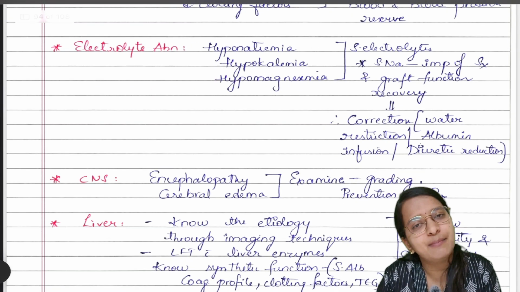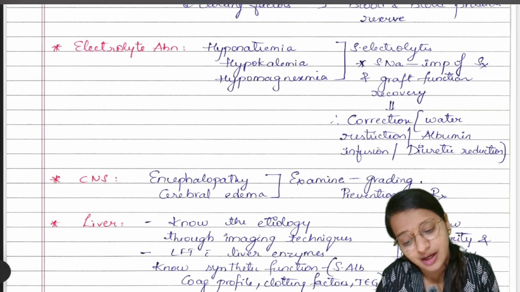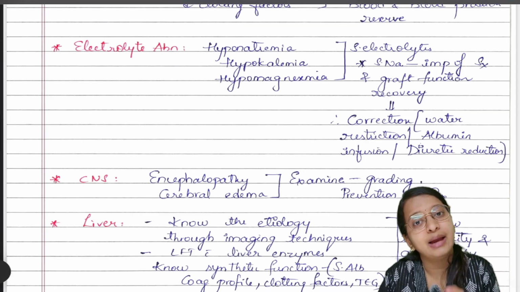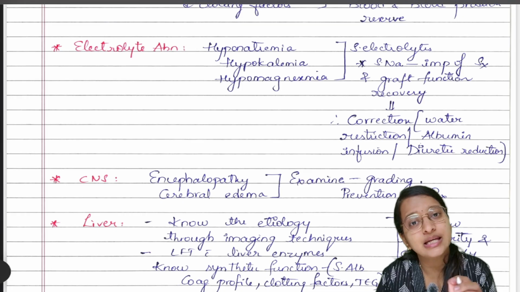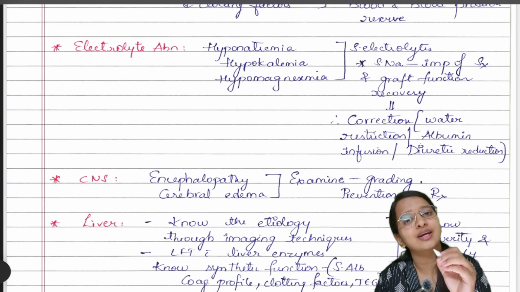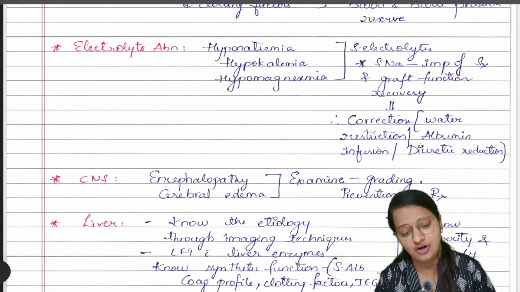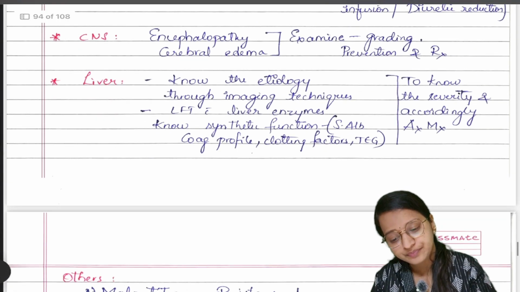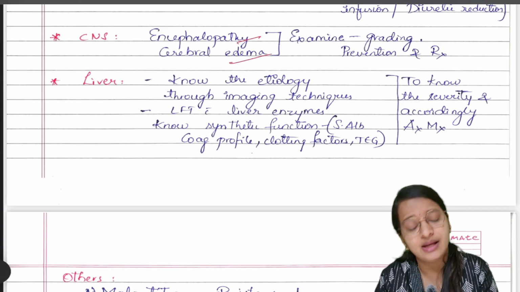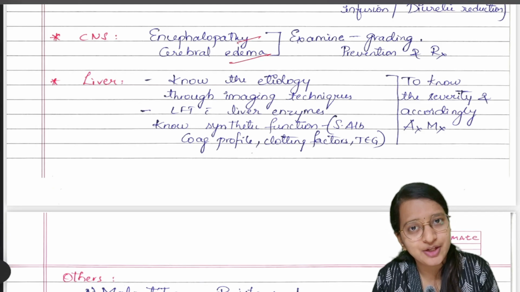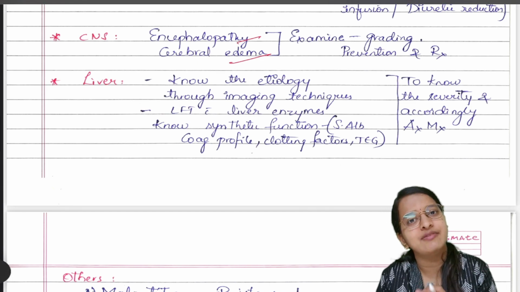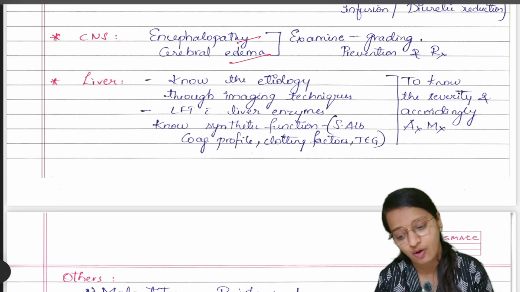Coming to electrolyte abnormalities, there might be hyponatremia, hypokalemia, hypomagnesemia, and hyponatremia is very important because it is an important factor for graft function and recovery. Its correction should be in a gradual manner because sudden and fast correction might lead to central pontine myelinolysis. In the CNS, there might be encephalopathy and cerebral edema. We have to examine the patient for its presence and grade it. We have to prevent it first, and if it is already present, treat it accordingly.